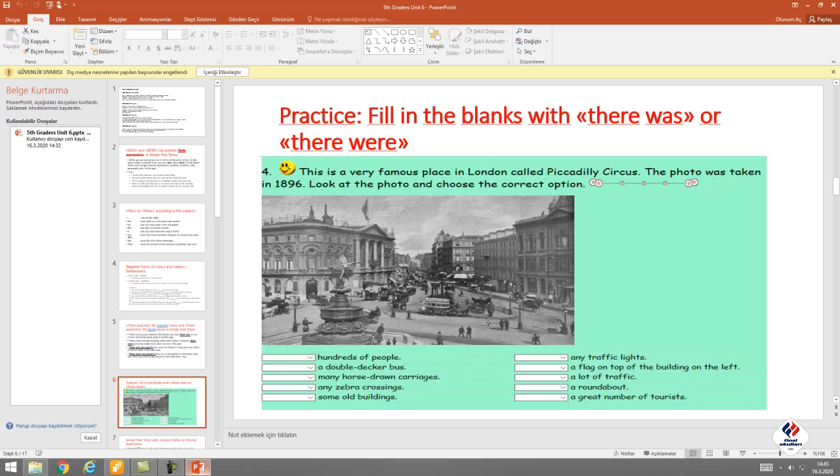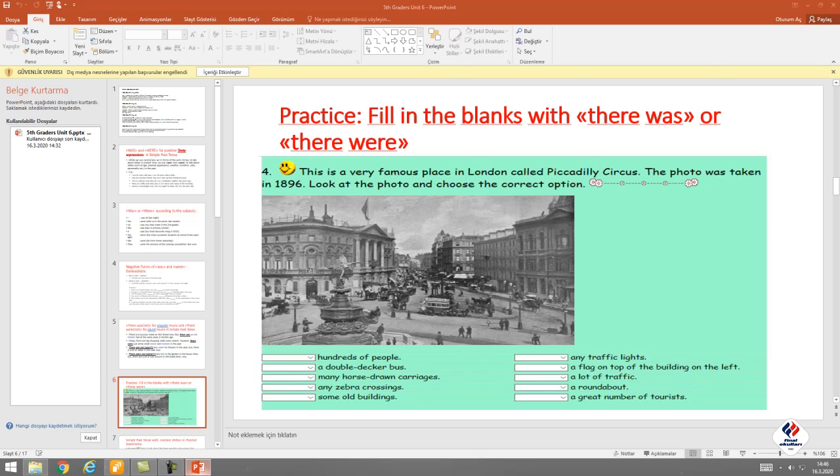There was a flag on the top of the building on the left, a positive past statement. There wasn't a lot of traffic. Yes, to me there wasn't a lot of traffic. But there was a roundabout here just behind the fountain. And if you ask me, there wasn't a great number of tourists.